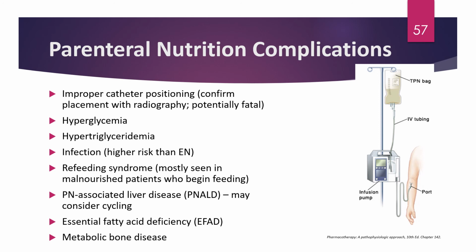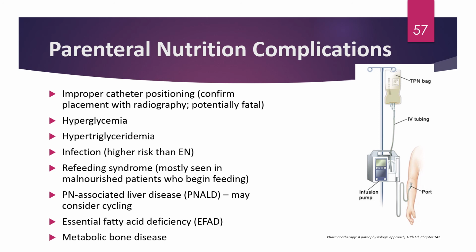PN-associated liver disease is typically seen from chronic administration of PN therapy, particularly for PN therapy that's been given for months or weeks at a time. And usually this is because the liver is constantly having to metabolize all of the nutrients that are being fed to the patient, because they are being directly fed through IV 24/7.